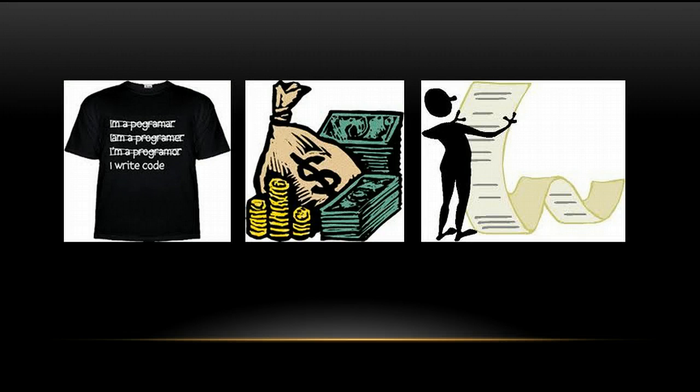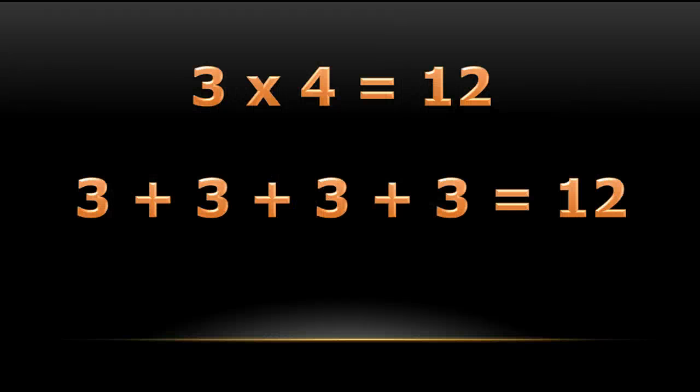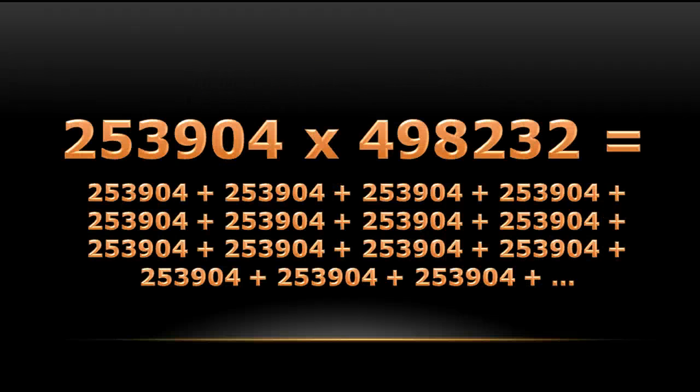Remember when I said for statements actually aren't needed because anything we can do with a for statement we can do with other methods? That's kind of like addition and multiplication. 3 times 4 is 12. That is just another way of saying 3 plus 3 plus 3 plus 3 equals 12. But try this one. You'll be working on that a while if you use addition.